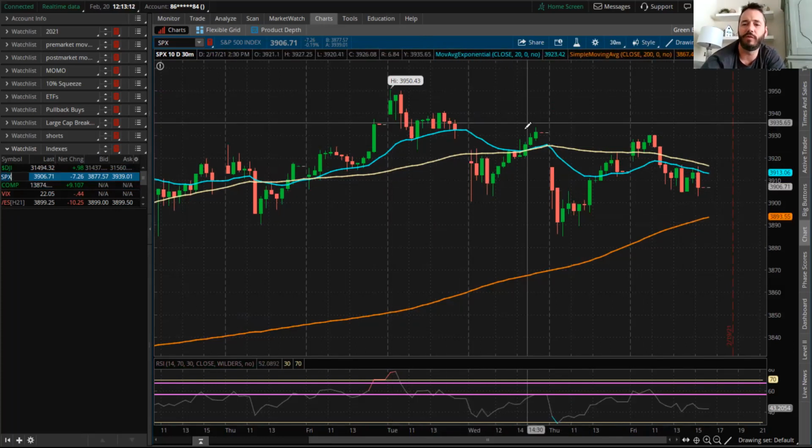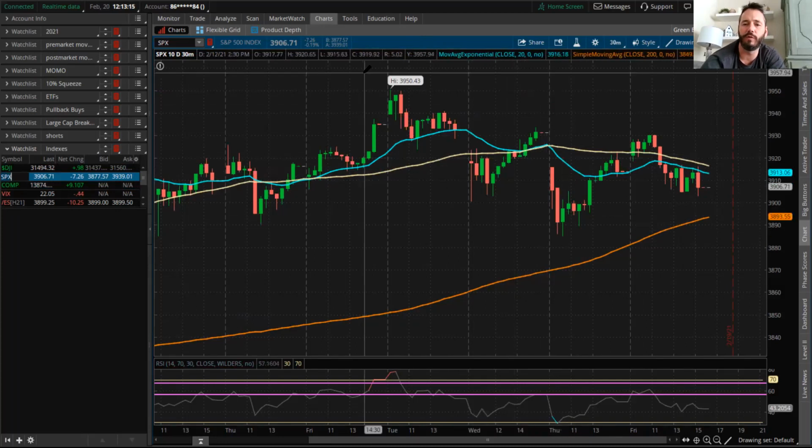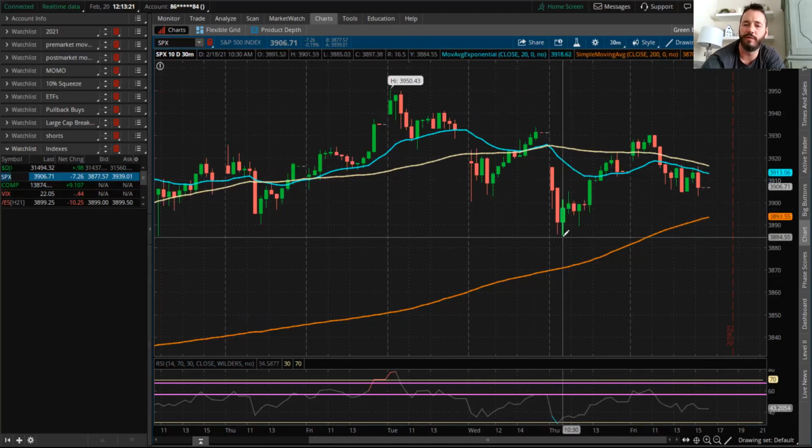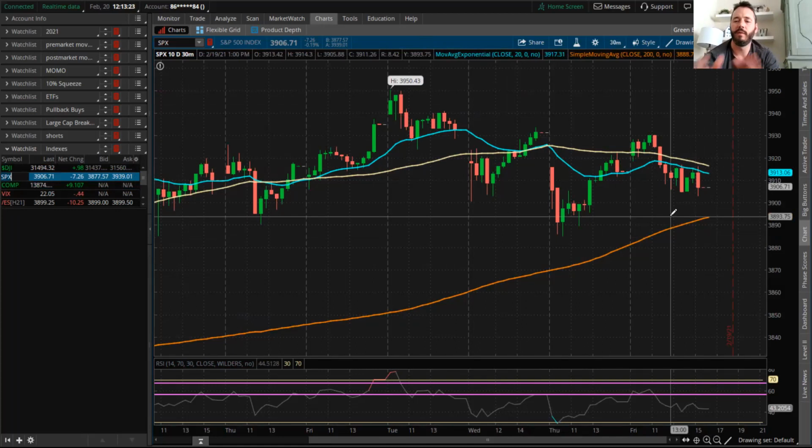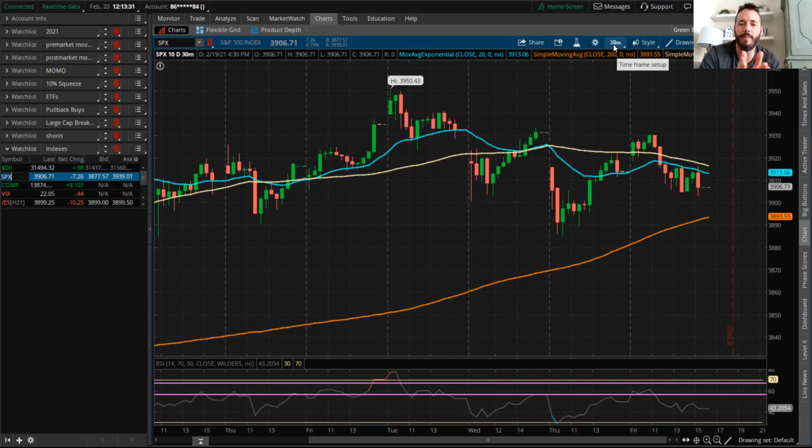Same thing. We started to make lower lows, right, in the last few days. And then we came up here and we made a higher low for the first time. So this could be maybe a little rebound. We'll have to see. So to sum this all up, you'll want to make your trades with the overall trend of the market.